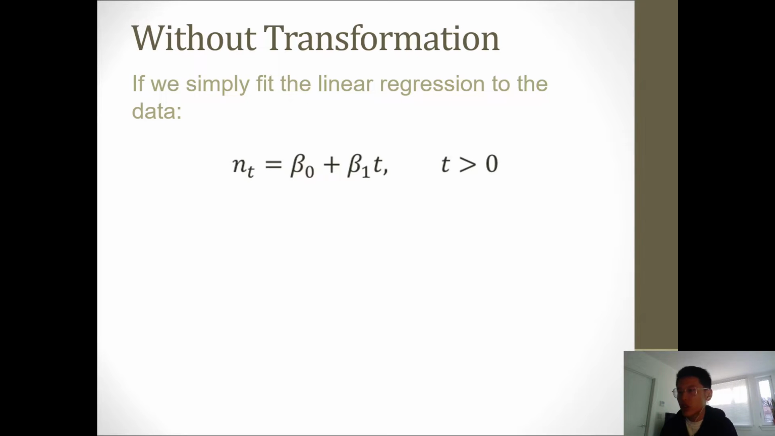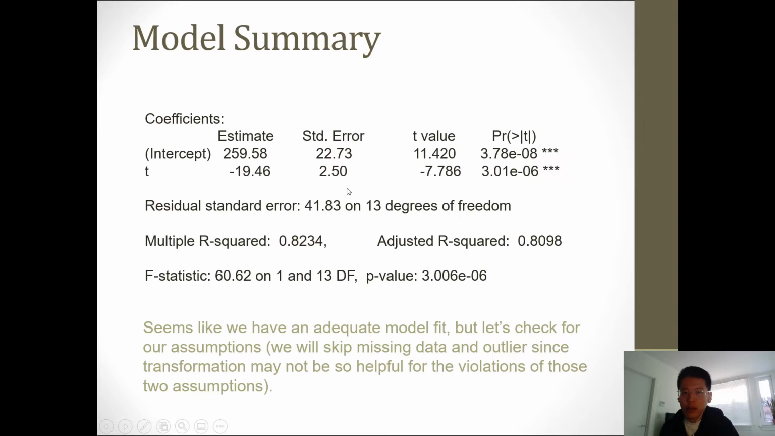Before the transformation, we're just going to naively fit the linear regression line to the data. This is the model you have seen in the past, right? It's just a simple regression with the intercept and the slope. You fit the straight line, like the blue line here, to the data. So let's see what will happen.